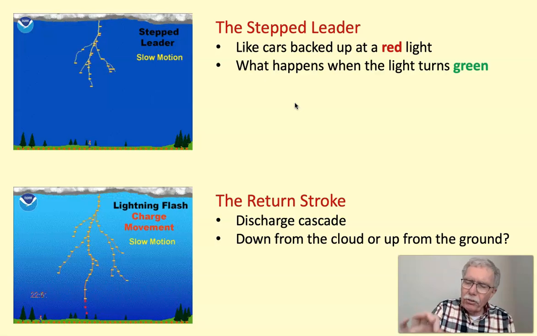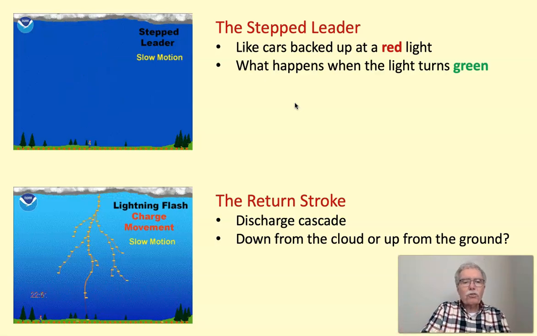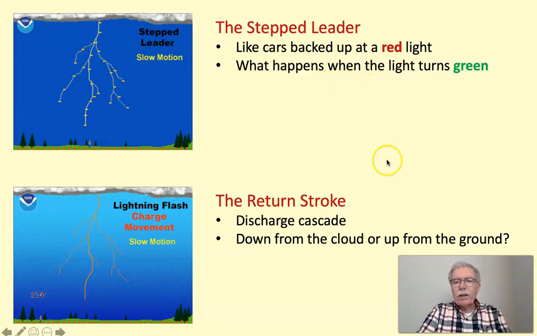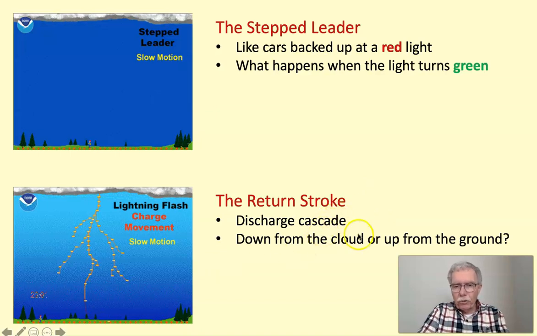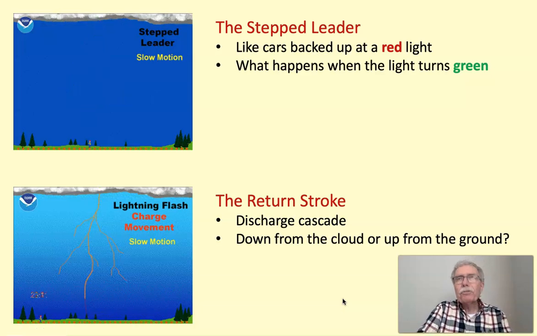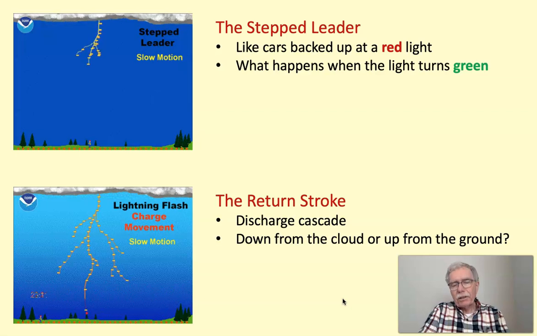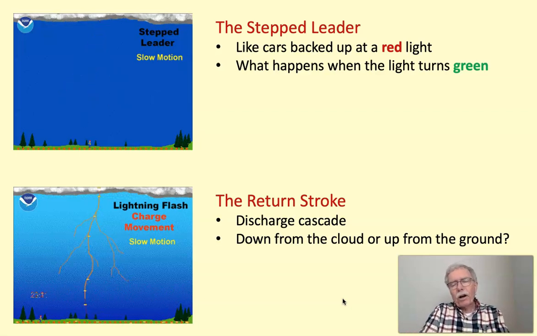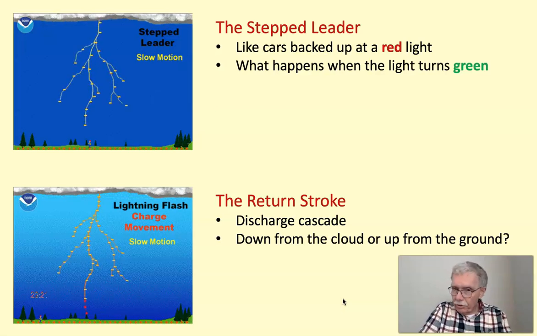And what happens next? It happens so fast that we can hardly see it. But it's called the return stroke. And so I'd like to compare this to what happens at a traffic light. And I think what I'm going to do is save this for our class discussion, because there will be a lot of questions about what happens at a traffic light.